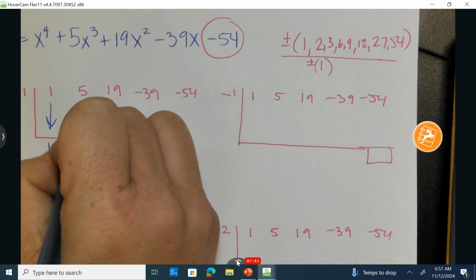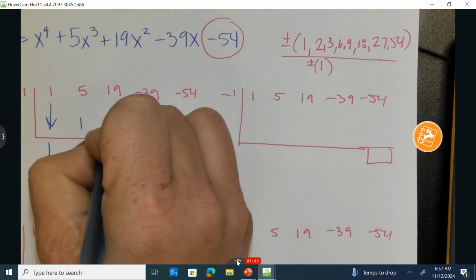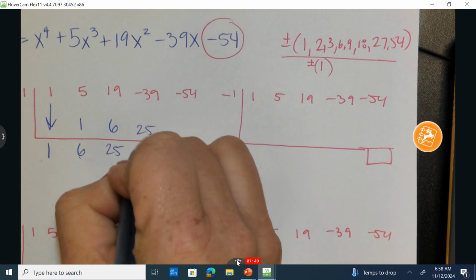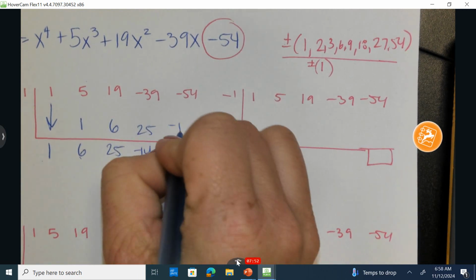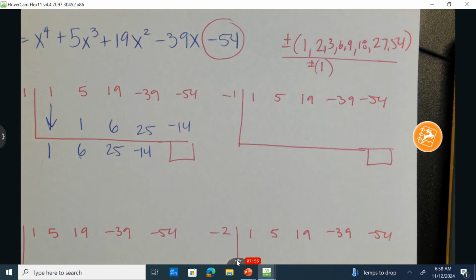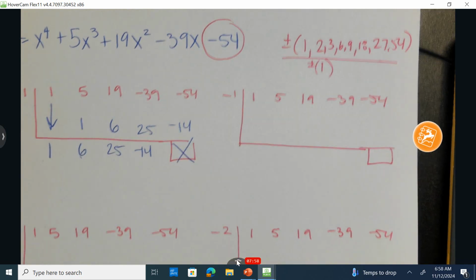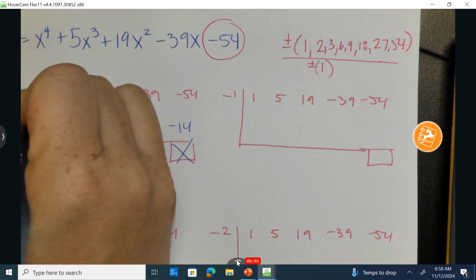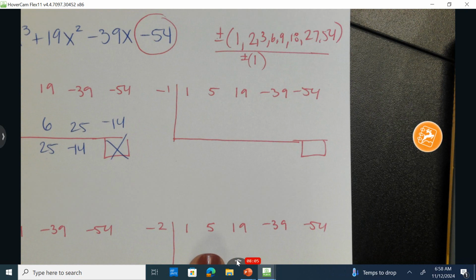1 times 1 is 1, add down to get 6. 1 times 6 is 6, add down to get 25. 1 times 25 is 25, add down to get -14. Multiply, and so I already know it doesn't work because these two are not going to combine to give me 0. So I don't honestly need to take time to even combine those to get a -68. I know if this isn't 0, 1 does not work. Let's try -1.